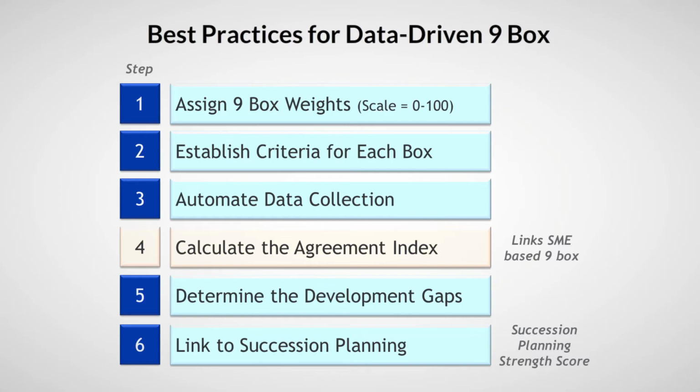Then you want to automate your data collection and make sure that all of the data points are pulled directly from the system and do not include SME feedback. And then the fourth step is you calculate an agreement index, looking at the SME input 9 box versus your data-driven 9 box, and understand where the differences are. Once you've done that, the fifth step is to determine the development gaps. Once you see where someone is good and where someone has weaknesses, you can automate the leadership development plan directly from the data-driven 9 box. And then the last step is you link it to succession planning using the succession planning strength score, which I covered in a different video.